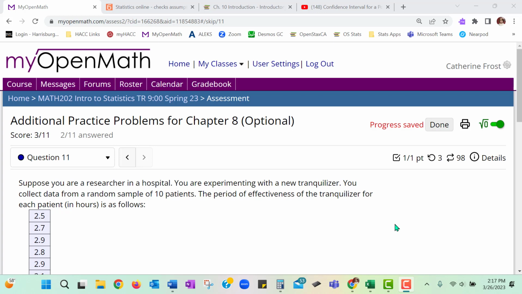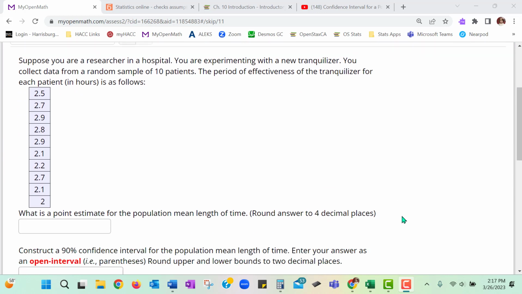In this video, we're going to look at how to create a confidence interval estimating a population mean using the t-distribution. So this problem says, suppose you are a researcher in a hospital, you're experimenting with a new tranquilizer. You collect data from a random sample of 10 patients. The period of effectiveness of the tranquilizer for each patient in hours is as follows. And so we see a range of values from 2 to 2.9.